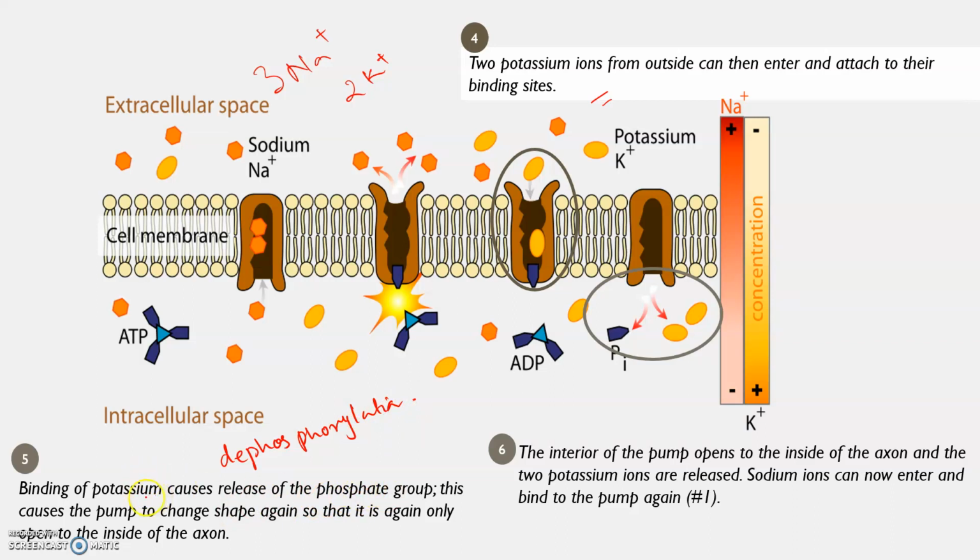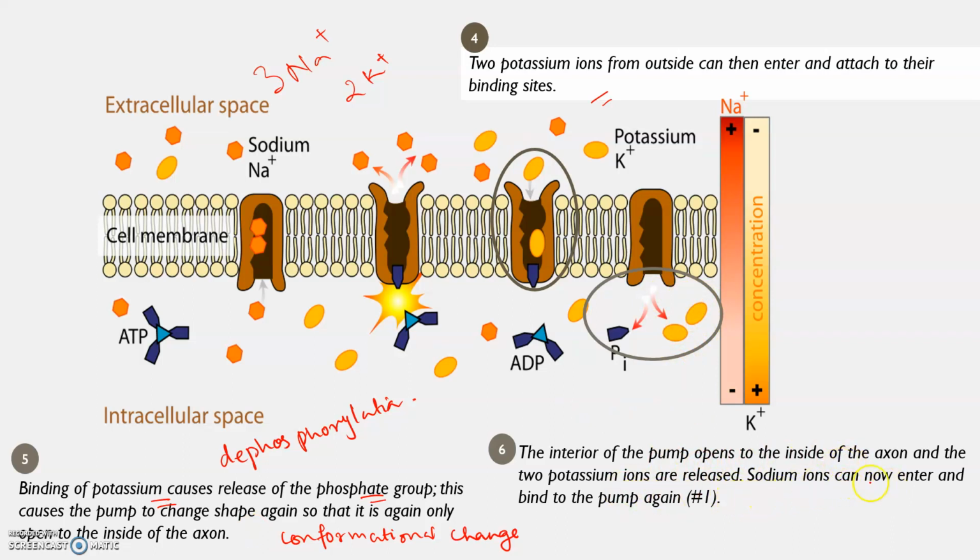That means the binding of potassium causes the phosphate group to be released, and this again causes the pump to change its shape, also known as conformational change of the pump. So the pump changes its shape to the original form and can be open to the inside. Now it is again open on the inside. The interior of the pump opens to the inside and the 2 potassium ions are released.